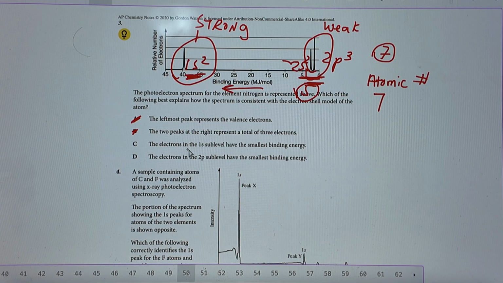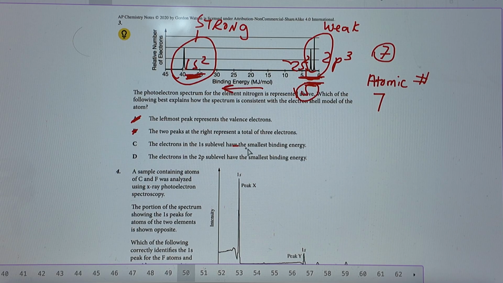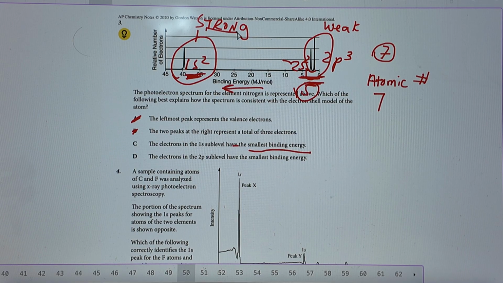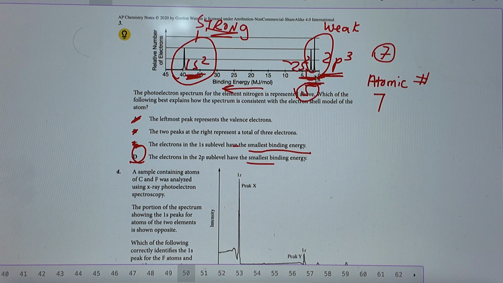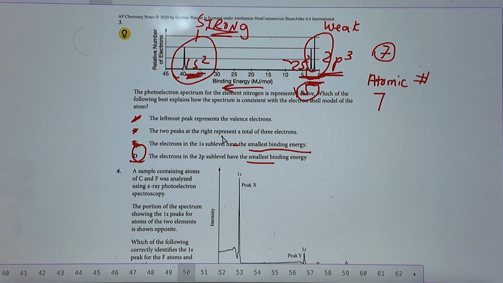The electrons in the 1s sublevel have the smallest, no, 1s has the strongest, right? So it would not be this. And just by process of elimination, you know it's D. But let's read the answer. It says the electrons in the 2p sublevel, right here, 2p, have the smallest. And as we saw here, you could just read this and see that the binding energy is smallest here. And so the answer is D. Okay, moving on.